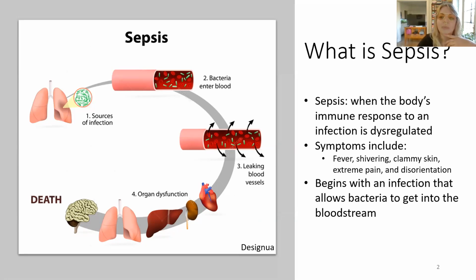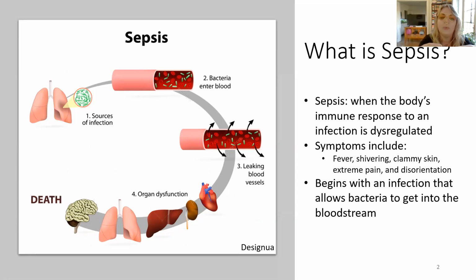We've all heard about sepsis in movies when someone gets seriously injured and someone screams, "We got to get this guy to the hospital," or before they go into septic shock. So this septic shock, or also called sepsis when it's less severe, is basically your body's immune system getting dysregulated and overreacting to an infection. And symptoms can include a fever, shivering, clammy skin, extreme pain, and disorientation.